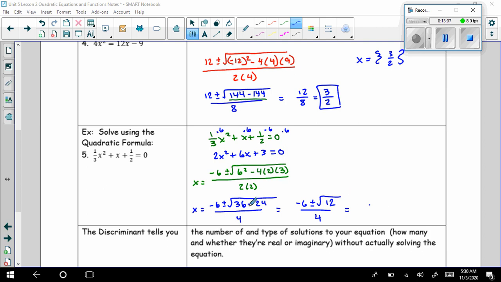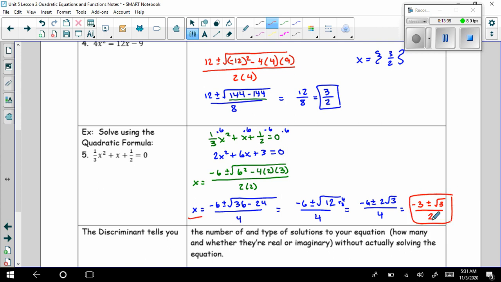And then simplify inside your radical, combine like terms underneath the radical, and then break that down as well. So remember, this is 4 and 3. So -6 plus or minus 2√3 all over 4. All of my outside numbers have a 2 in common, so my last step here is to reduce this. So I get -3 plus or minus the square root of 3 over 2. And this would be my final answer.